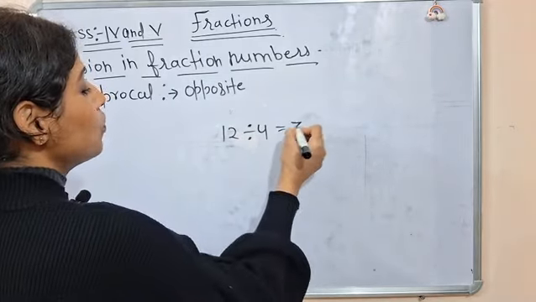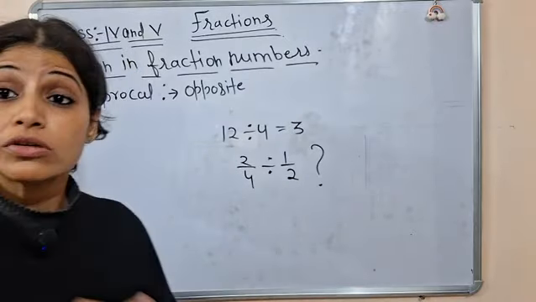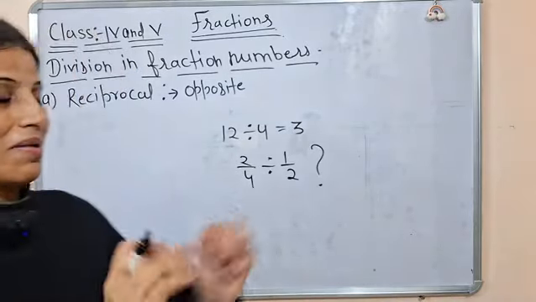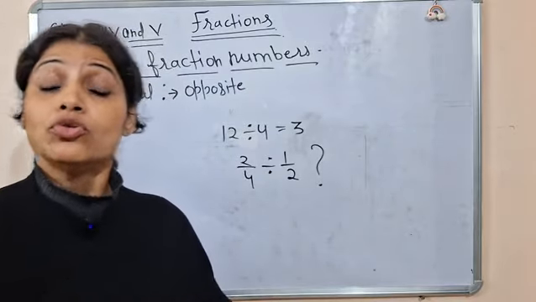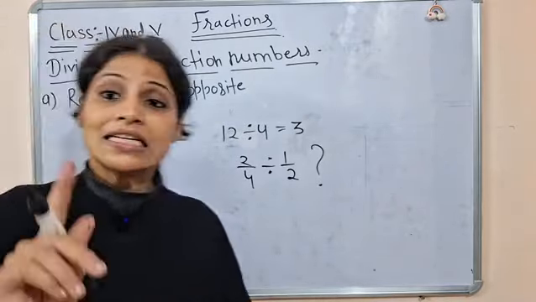When it comes to 2 upon 4 divided by 1 upon 2, then it is a question mark. Now you have two fraction numbers. You do not have whole or natural numbers. You have fraction numbers. Now, how do we use division in fraction numbers? This is what I'm going to teach you today. So let's begin the session.